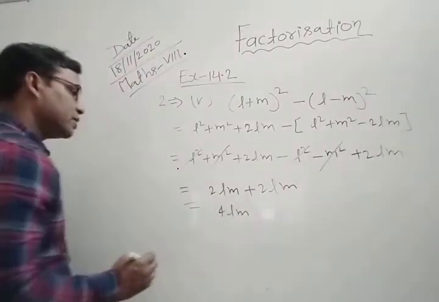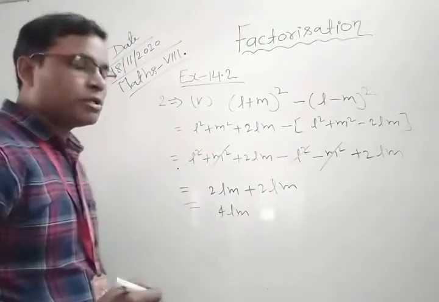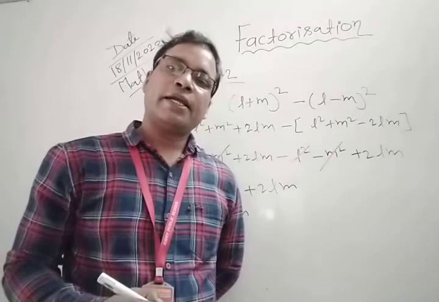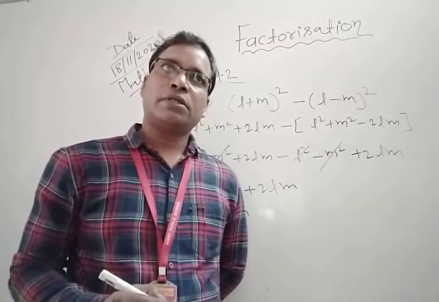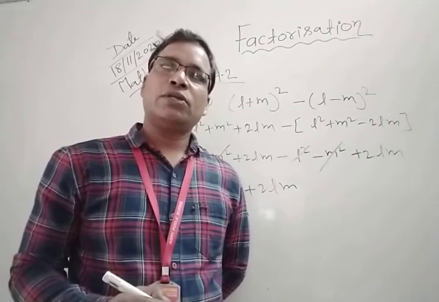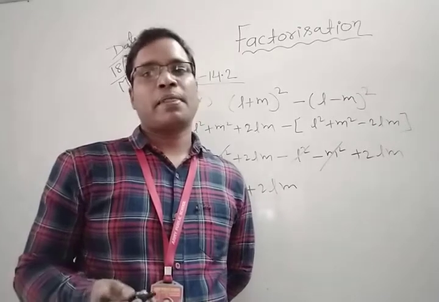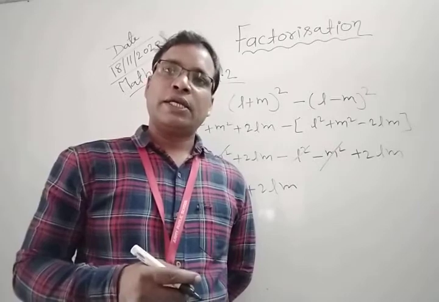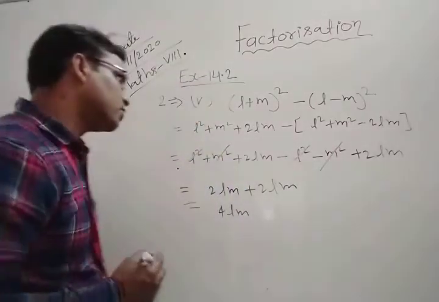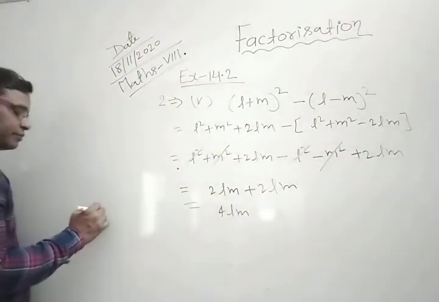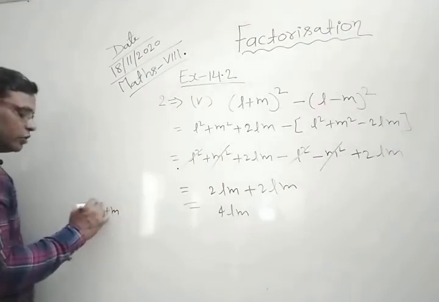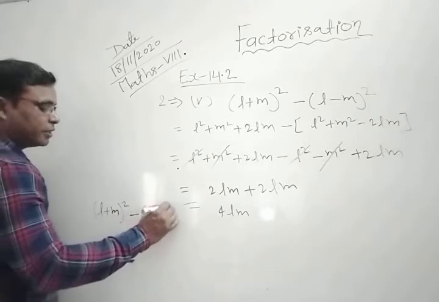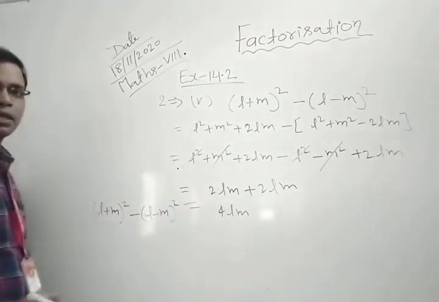So in this way you can see, if you use in this expression the first identity and second identity, then we also get the factor of L square plus M minus L square minus M, this is equal to 4LM. These factors we can also find using the third identity. Okay, so you can write here the factor of whole square of L plus M minus whole square of L minus M is equal to 4LM.